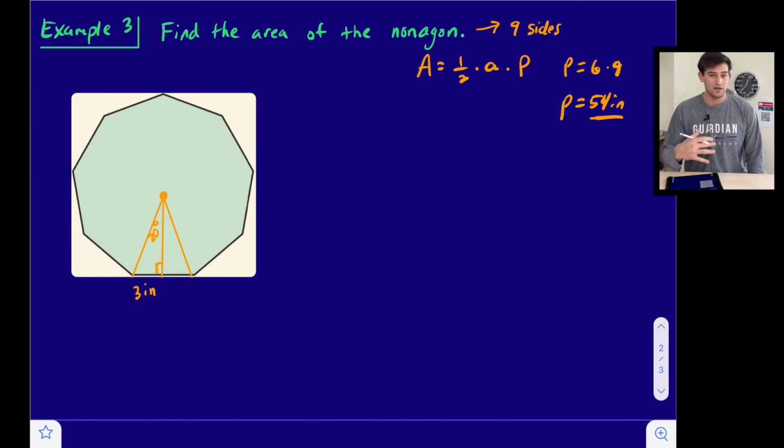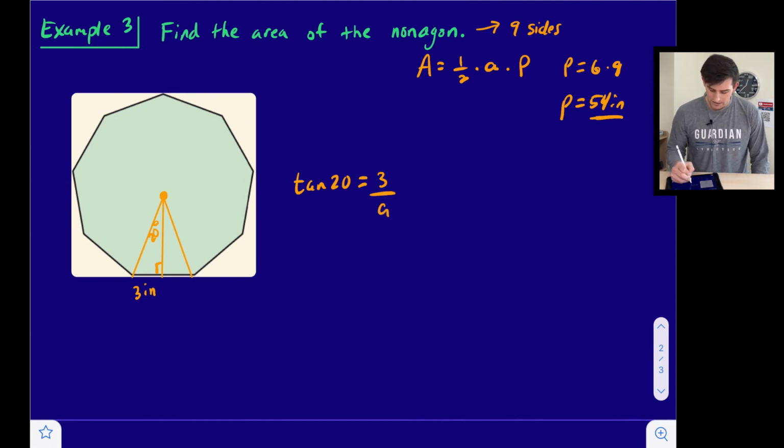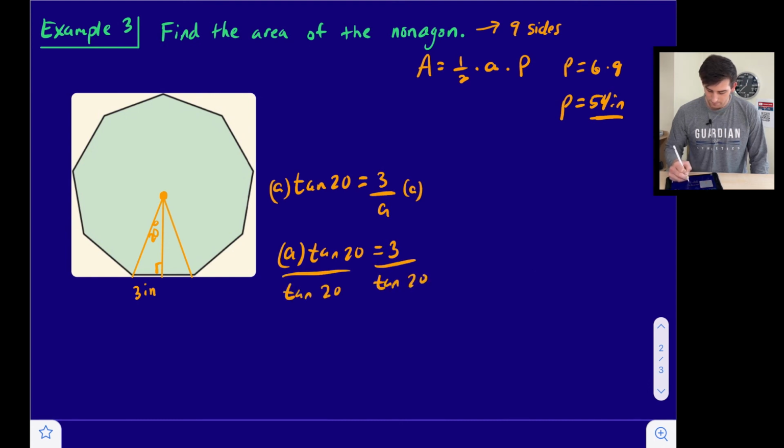So now we can use a trig ratio to find our apothem. If we think about 20 degrees, we have the opposite side, which is 3. We need the adjacent side. So opposite over adjacent, that's tangent. So we want to find the tangent. We're going to say tangent of 20 is equal to opposite over adjacent. Actually instead of x, let's go with a because that's going to stand for apothem. Okay. So now I'm going to multiply both sides by a here because that's going to give me a times the tangent of 20 is equal to 3. And now we can divide by the tangent of 20. So now we can say that a, or our apothem, is equal to 3 divided by the tangent of 20.